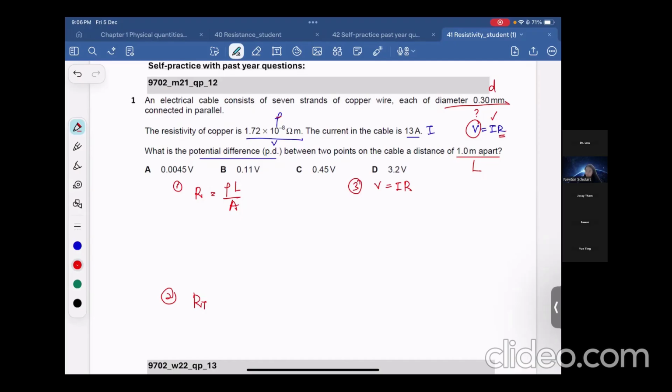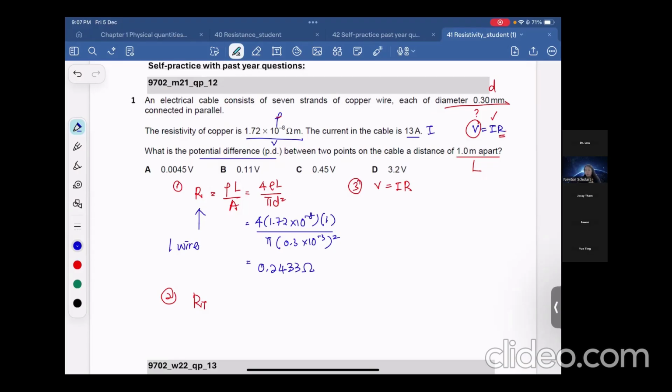Washini, correct. So, dear, this one is 4 rho L over pi d square. So, 4 times 1.72 times 10 power of negative 8. L is the length. Length is 1 meter apart, divided by pi d. D is 0.3 times 10 power of negative 3 squared. Okay, if I do, my answer is 0.2433 ohm. Don't forget, this is a resistance for 1 wire, 1 copper wire, only for 1.